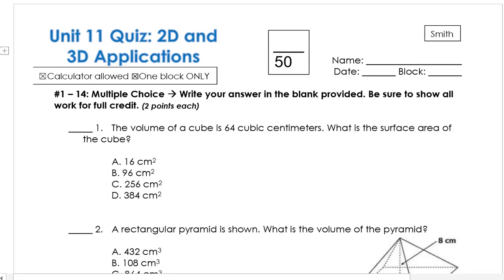This is the video key. This is the video key for Unit 11 quiz, 2D and 3D applications.